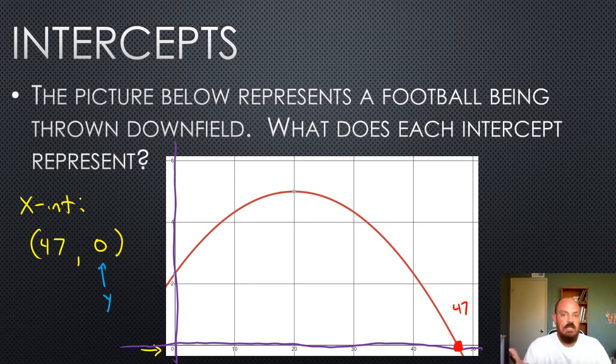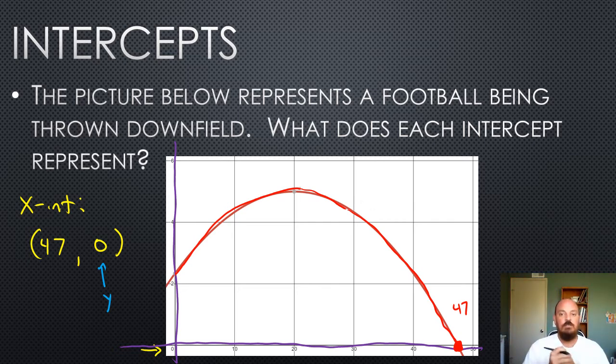Now what's more important, I didn't ask you what the x-intercept was. I asked what it represents. So if you look at the parabola, what's basically happening here, you have this football that's starting about here. Somebody throws it, it's going up, coming back down, and that x-intercept probably represents the point where the football hits the ground. So that's what I would say.